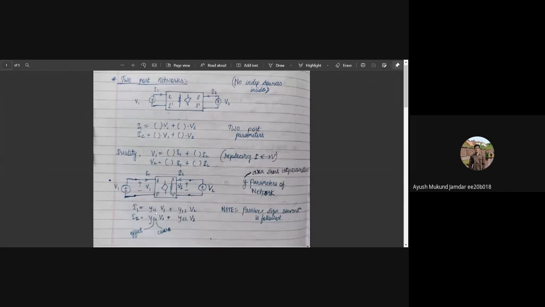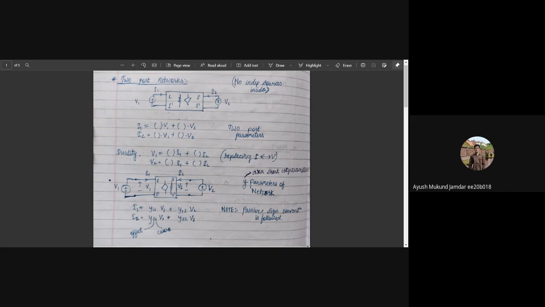What these parameters mean, we'll just see. What does Y11 mean? Y11 is I1 by V1 when V2 is 0. That is, when the second port is short circuited, the ratio of I1 by V1 is called Y11. And what is Y12? Y12 is the ratio of I1 to V2 when V1 is 0. That is, when the first port is short circuited, the ratio of I1, the current in the first port, to the potential difference across the second port.